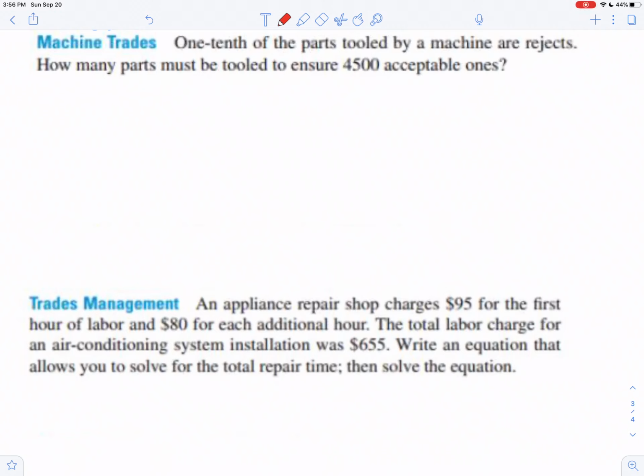All right, so let's look at our next two examples. This is example 5 and 6 in your 7.6 notes. And again, the first thing I'm going to do is read through the problem, look at the information that I'm given and look specifically at what I'm being asked to find.